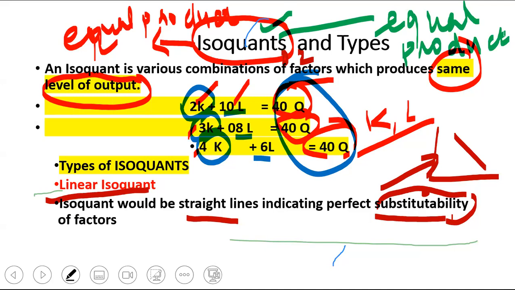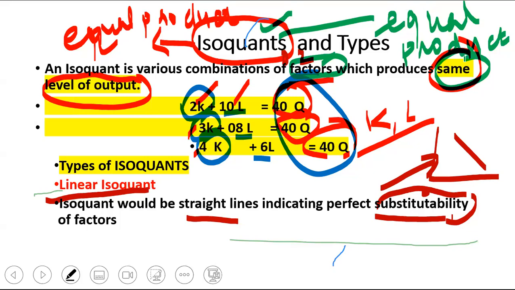Very, very important. Iso means equal, quant means quantity. Isoquant is various combinations of two factors, see this word, which produces the same output. Children, be very careful. Isoquant is the combination of two factors. Kitna factor producer use karta hai? Do. Two factors aap substitute karta hai, lekin aapka production remains same. Production mein change nahi hoga. That is the meaning of it. I will come back again.